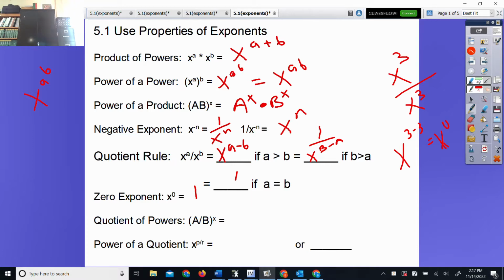You've got the quotient of powers rule, (a over b) to the x. What's that one? a raised to the x over b raised to the x.